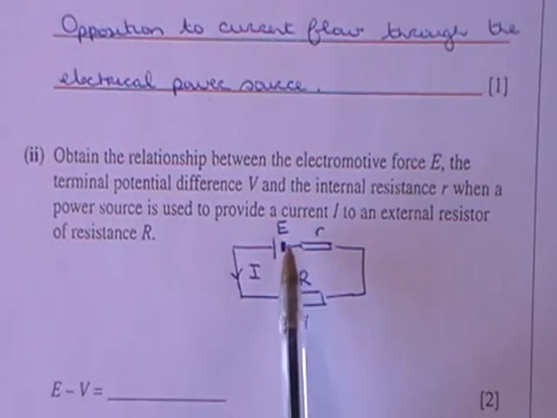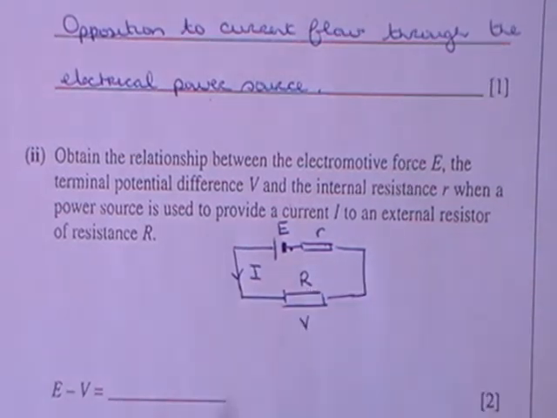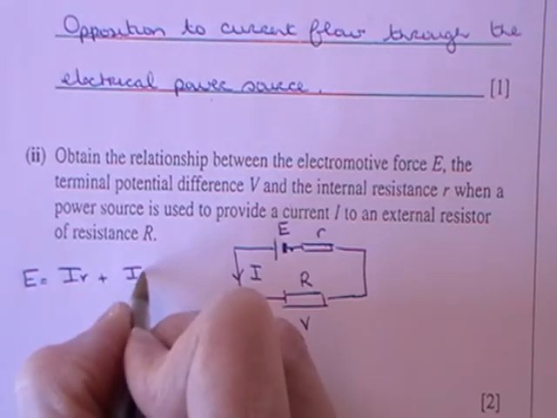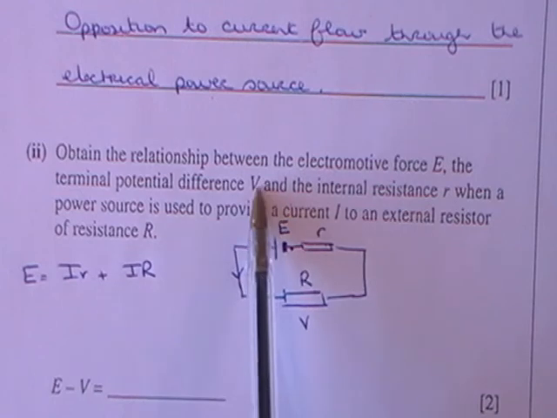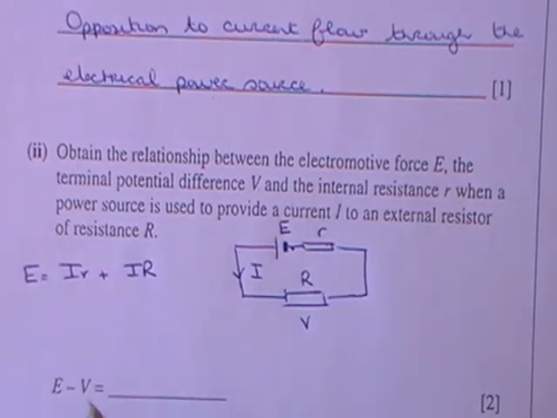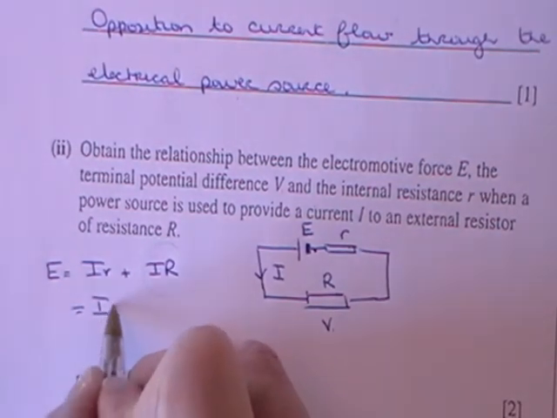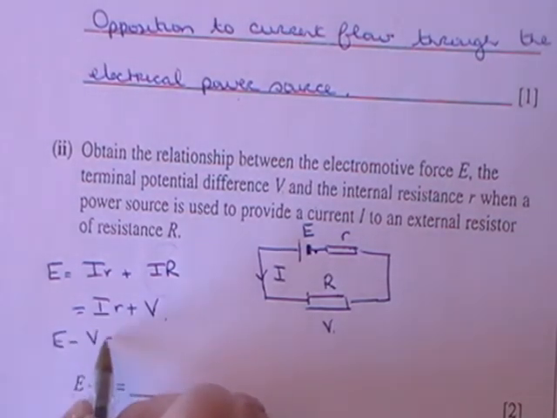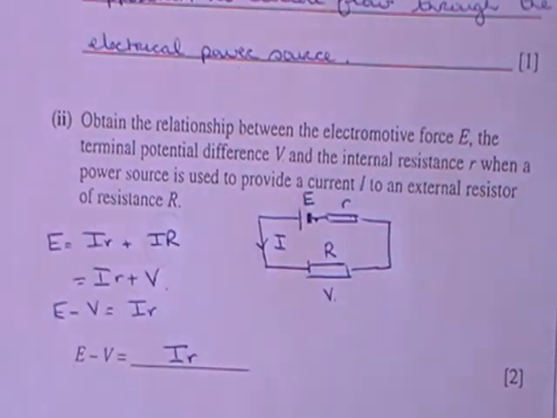And so you should be able to see there that E is equal to I times r plus I times R. So E is equal to I times small r plus I times big R. Now you're asked to obtain the relationship between E, V, r and I, and so we have to get rid of this and write the V instead. So that's Ir plus V. And we're asked to write down E minus V, so just rearranging that, E minus V is equal to I times small r. And that's your answer.